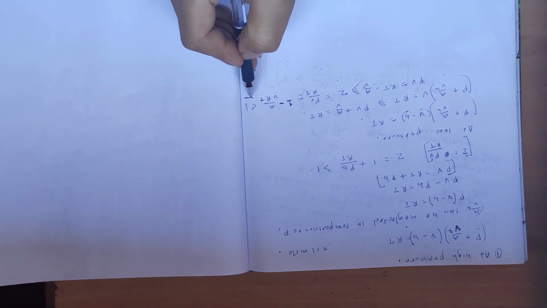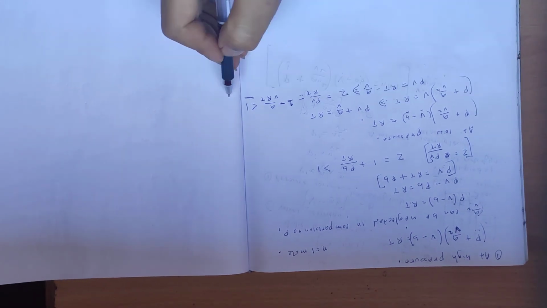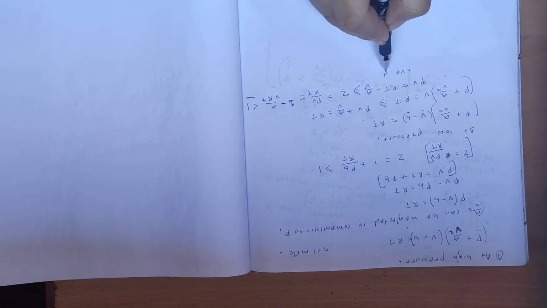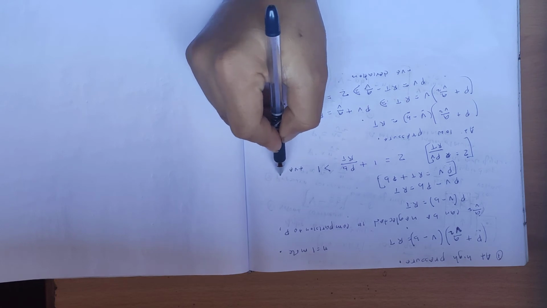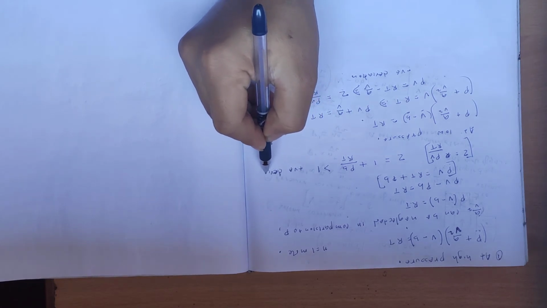Therefore if it is lesser than 1, it will show negative deviation, and this will show positive deviation.